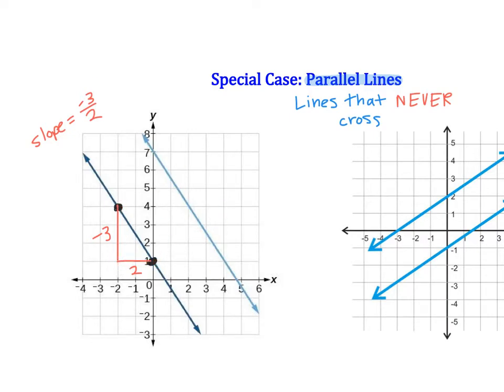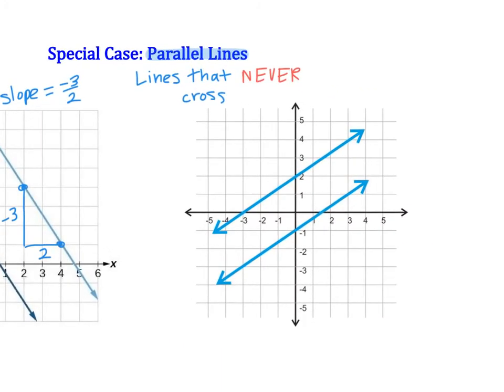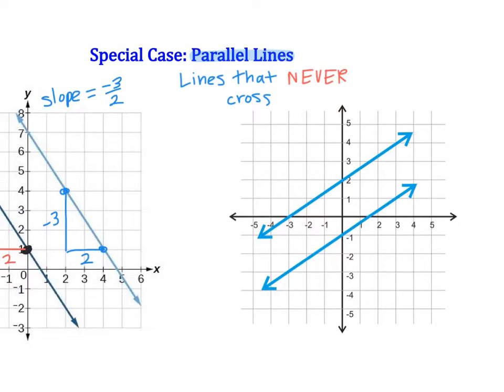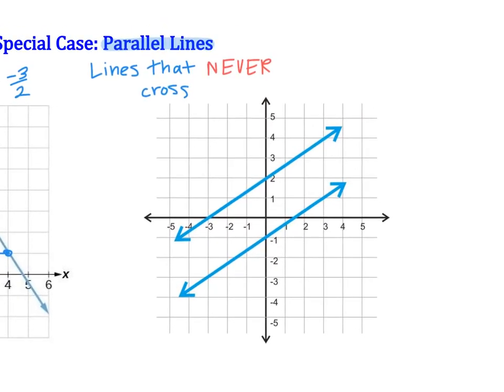Now let's look at the slope of this line. Let's use this point and maybe this point. So I can see here that my rise, since I'm going down, is -3 and my run is 2. So this line also has a slope of -3 over 2, which is interesting. Now let's look at this other one. Let's make sure it's not a coincidence that our lines have the same slope.